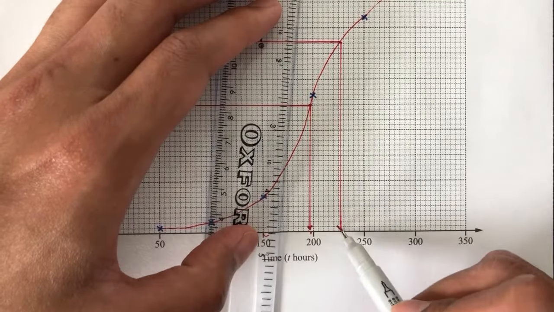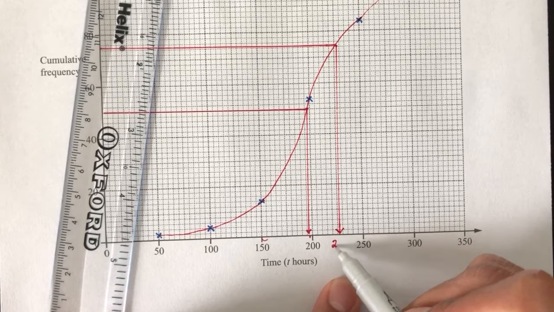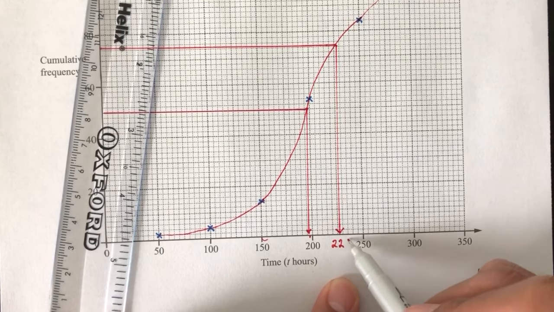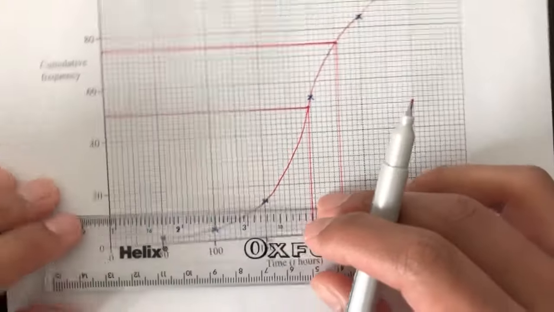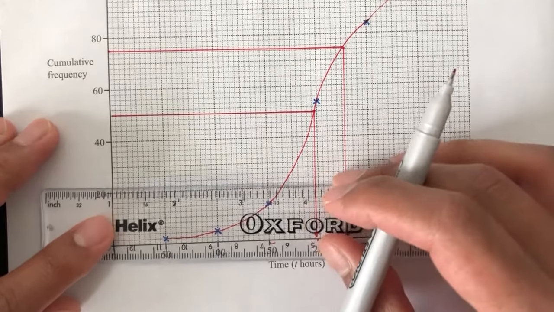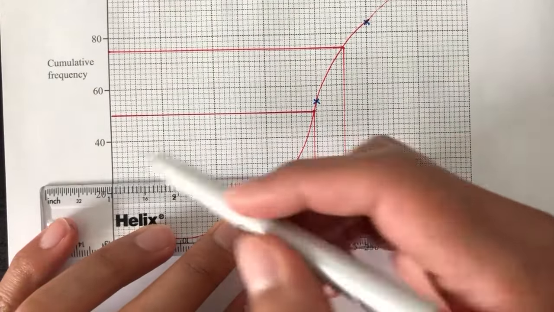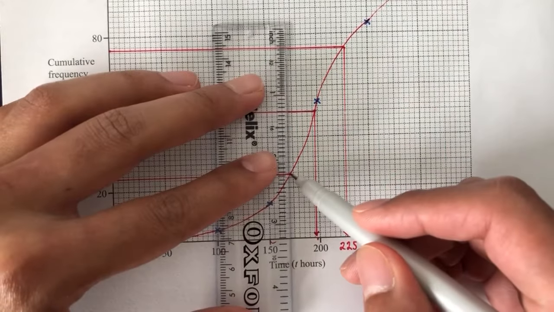So for my curve, it seems to be about this point. So we can take it as, I'll take it as 225. And then for the lower quartile, 25th value, between 30 and 20, that will be here. Should be about this line. So we'll be about here.